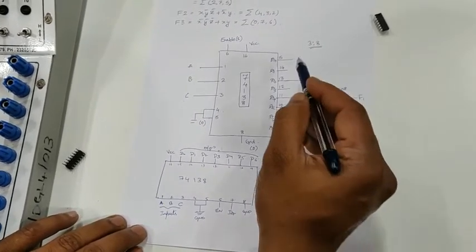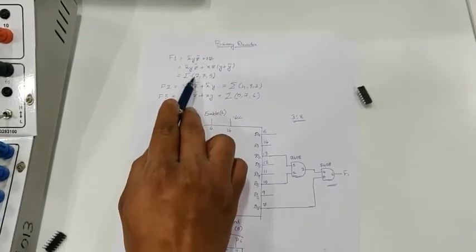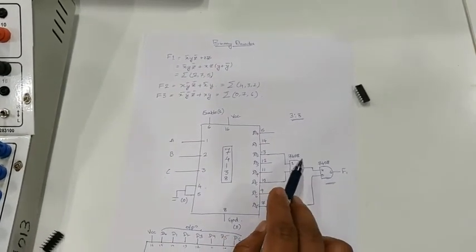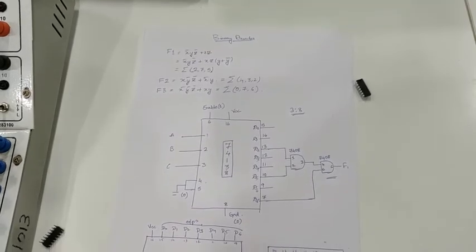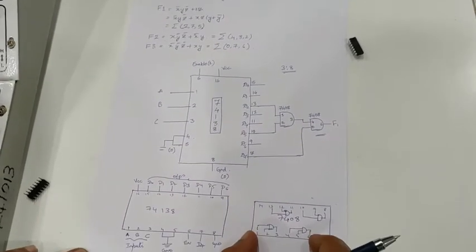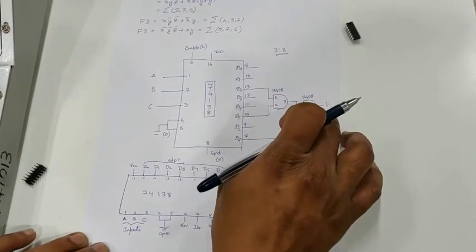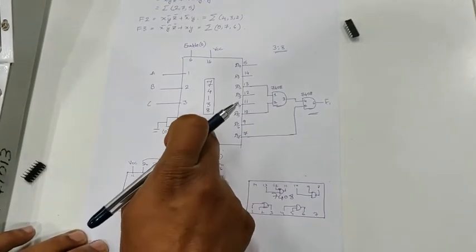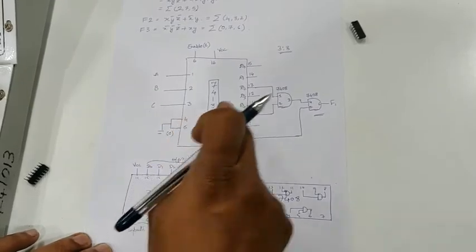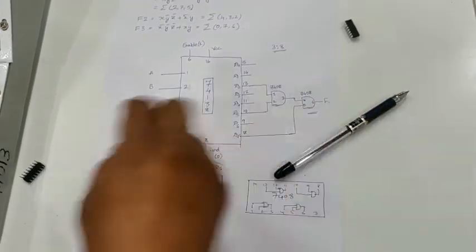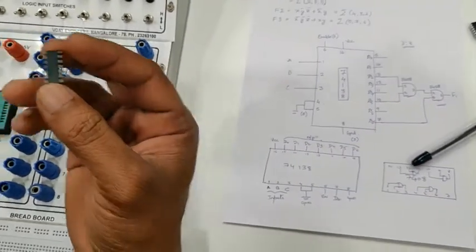In order to implement the function F1, we are using 2 AND gates, and for the AND gate the IC number is 7408, and in one IC 7408 we have 4 AND gates. So for this experiment, to implement F1, we have to use one IC 74138 for this 3:8 decoder and one 7408 AND gate. Okay, so this is 74138.